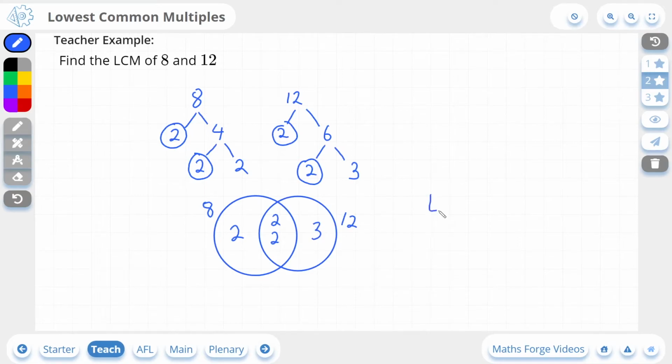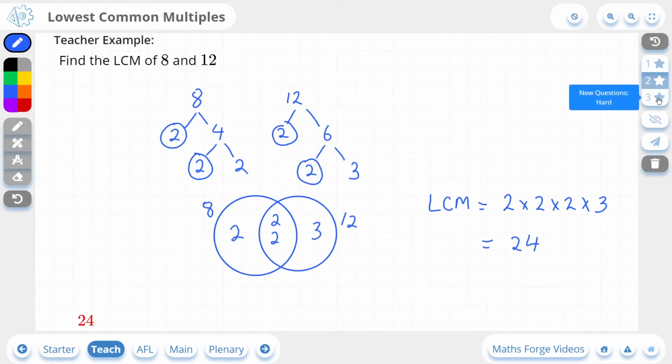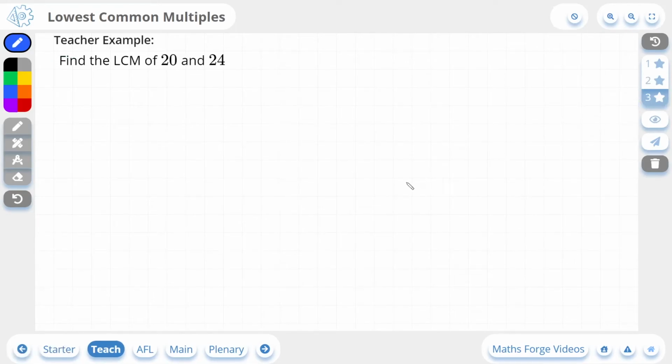And of course, to find the lowest common multiple, we multiply all of the numbers in our Venn diagram together. So it's going to be 2 times 2 times 2 times 3. And this should give us 24. And if we check our answer, there it is. The lowest common multiple of 8 and 12 is 24. Let's do a 3-star example.